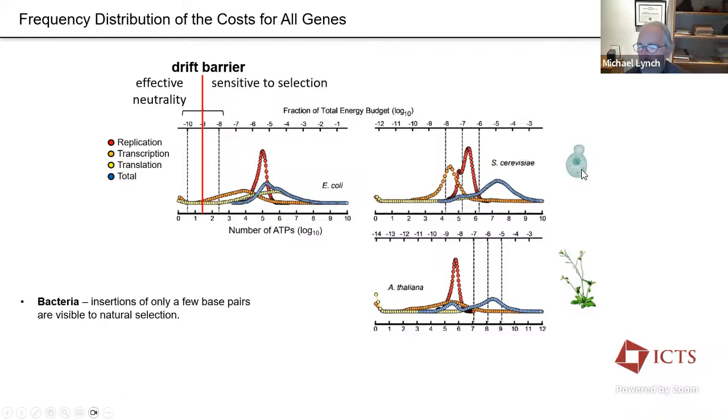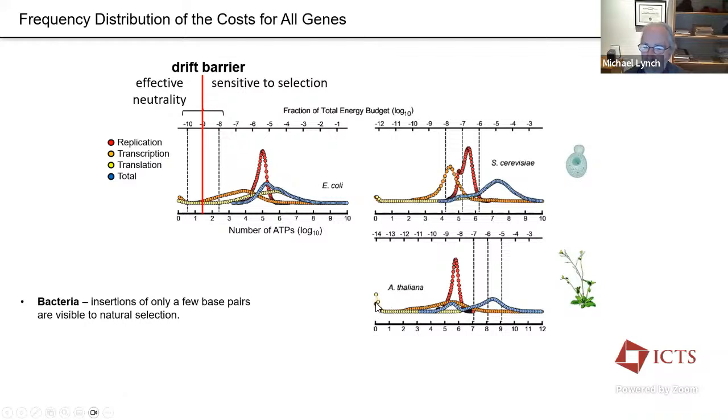On the other hand, the cell size is much larger, so the denominator is becoming larger. The relative costs are becoming smaller. Relative costs of the gene are smaller because the total energy budget is larger. And then the drift barrier is moving to the right because these organisms have smaller effective population sizes than do bacteria. And you see what gradually happens is that most of these distributions are falling to the left of the drift barrier, a good proportion of them.